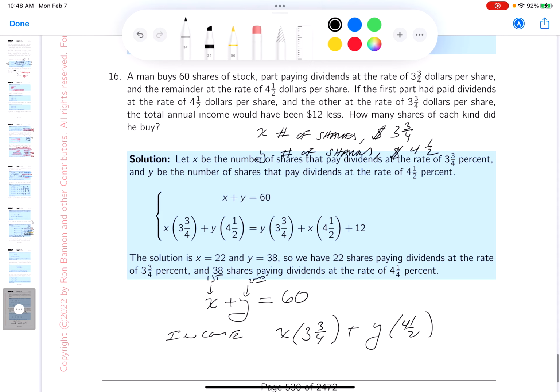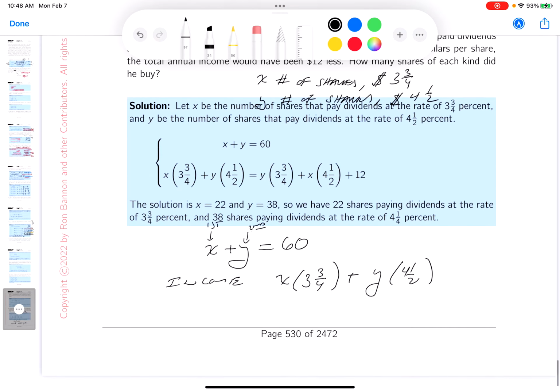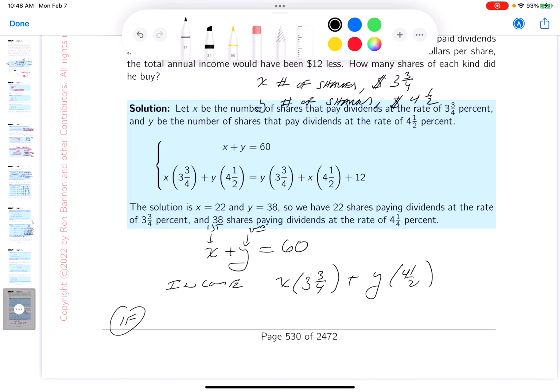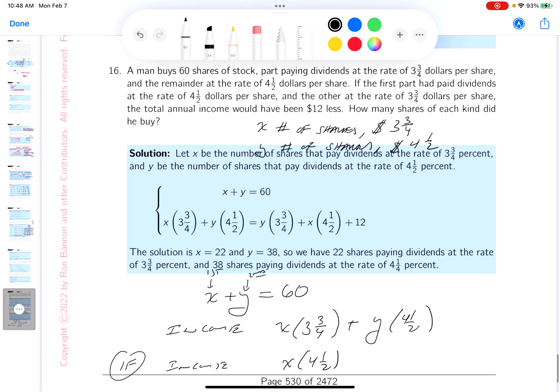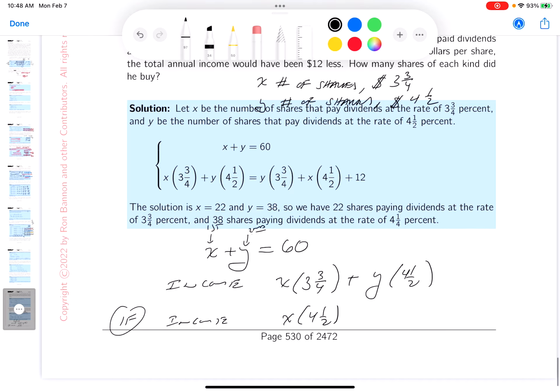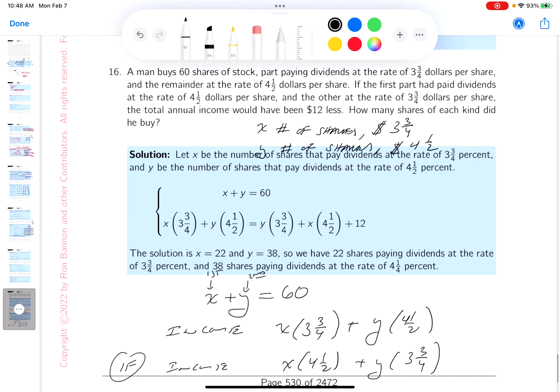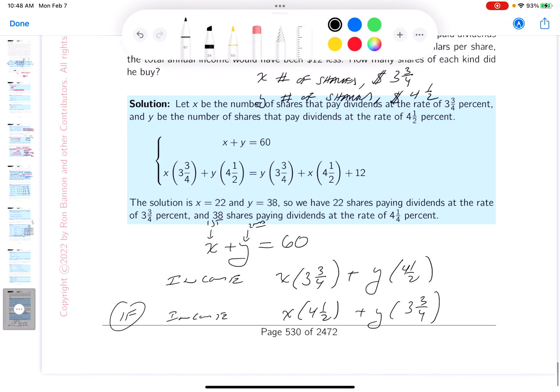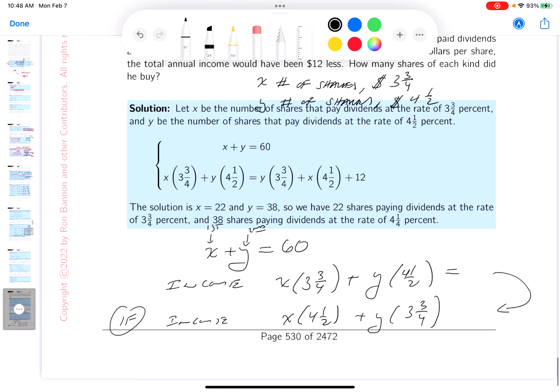All right. So again, a man buys stocks, part paying dividend 3.75, the remainder 4.75. The first part had paid a dividend of 4.5. So this is the big if. If the income would have been this. Again, the first part paying 4.5, and the other one 3.75, right? So Y 3.75. Well, it goes on to say, if that were the case, the annual income would have been $12 less. So to make this equal to this, I've got to add $12 to this to make them equal.